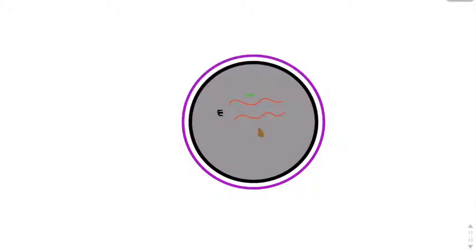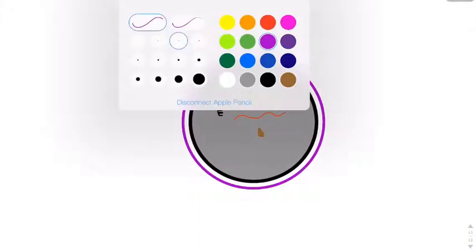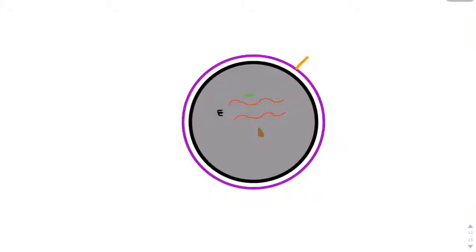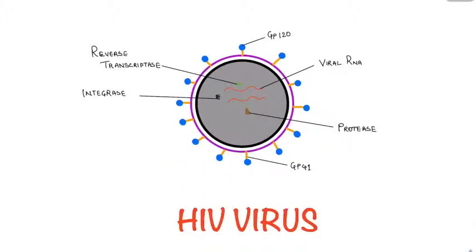Then this viral core is surrounded by an envelope protein. Now on the envelope we have two types of glycoprotein. First one, which is long, thin and slender, is GP41, and second is the glycoprotein 120. This forms the important component of the viral surface envelope protein.